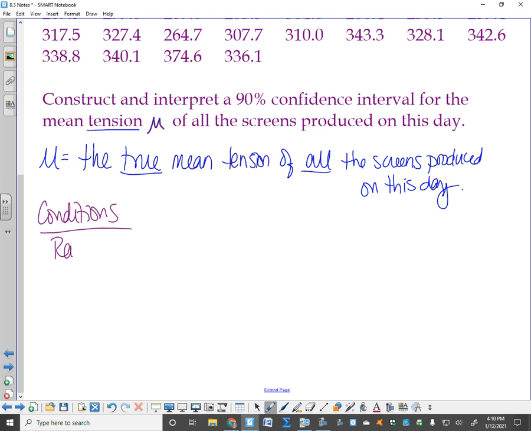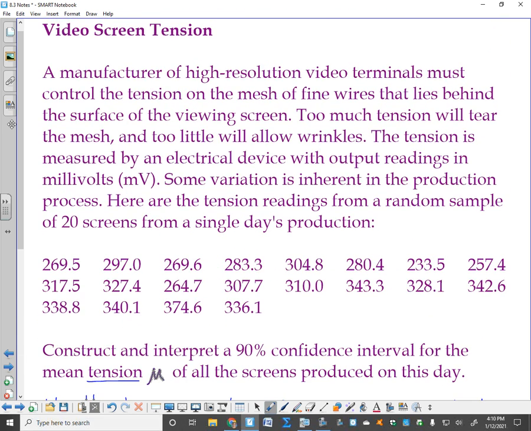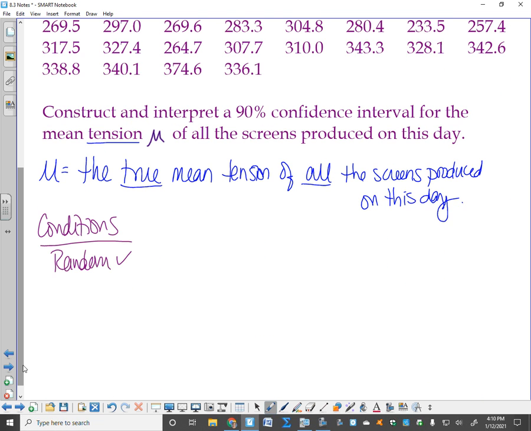I need to be random. I know it's going to be a check mark. Let's go see why. Where's the talk about my sample? Random sample. There it is. I'm communicating to them that I know that it said random sample, and that's why I get to be random. Independent, 10% condition.